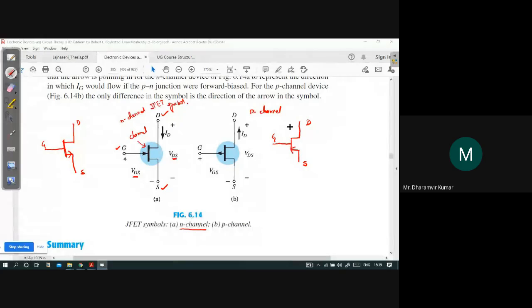We should know the significance of each of these terminals. The arrow is pointing in a certain direction for N channel and P channel JFETs, and there is a good reason behind the selection of the direction of the arrow.